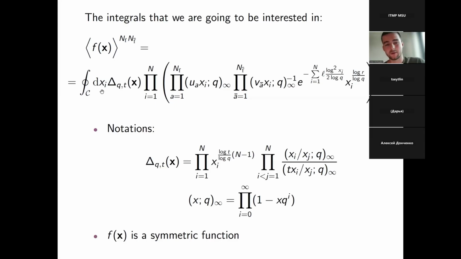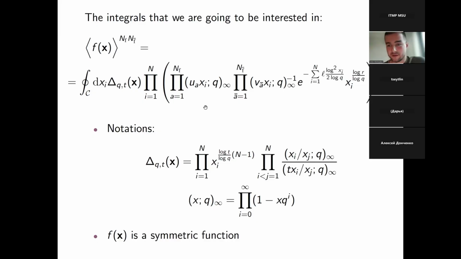The capital N will denote the number of variables. So everything depends on these variables xi, which we integrate. This delta qt is an important part of the measure. It's the Qt deformation of the Vandermonde determinant, which we'll see a bit later. Typically this piece, xi log t over log q, is not included in the Vandermonde determinant, but I just put it here to make the formula fit on the slide.